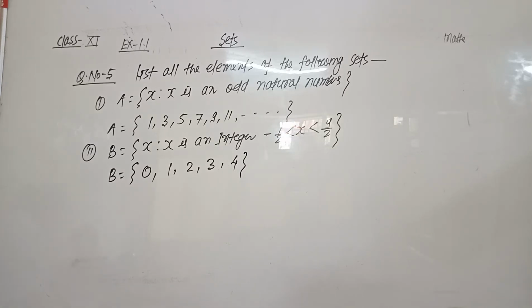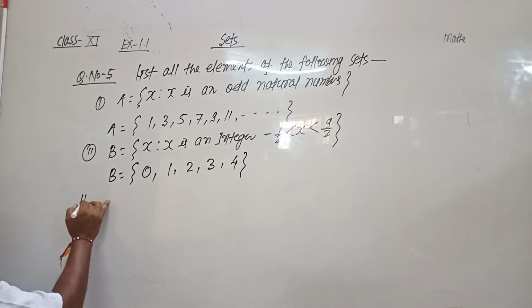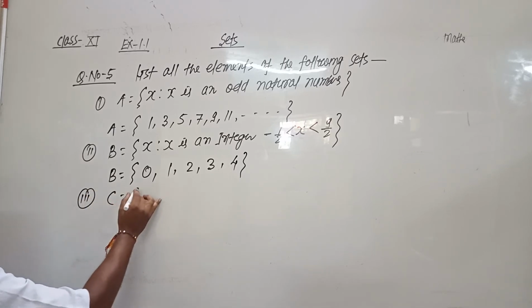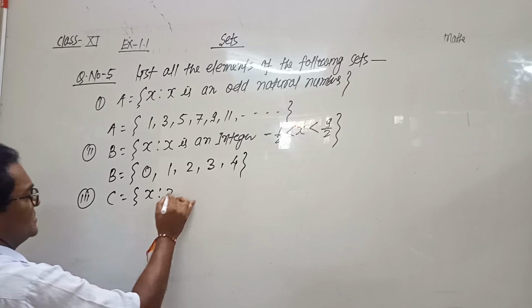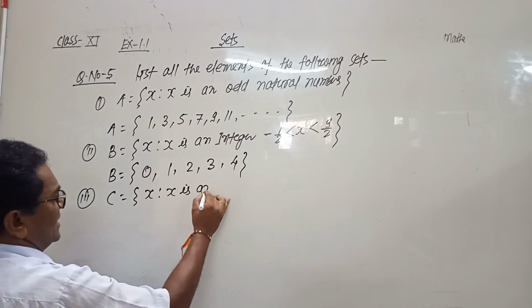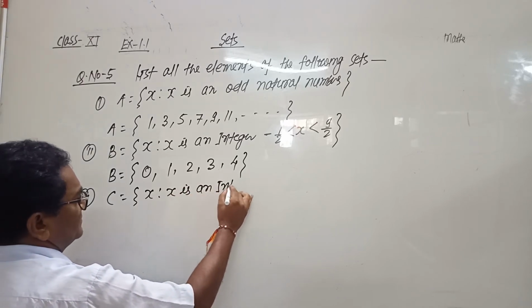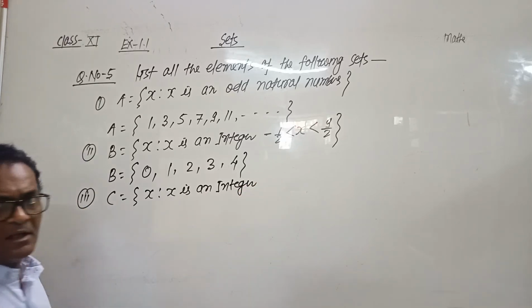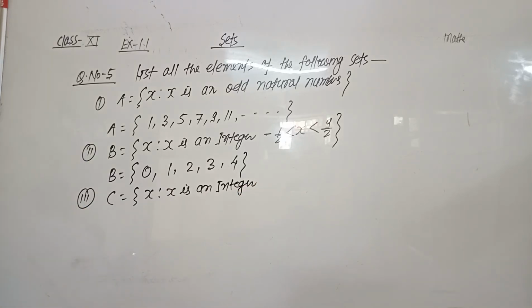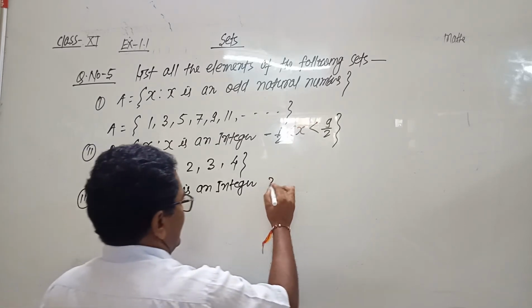Third part: C equals {x such that x is an integer and x square is less than or equal to 4}.